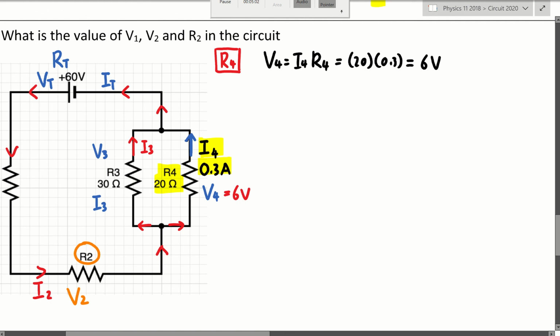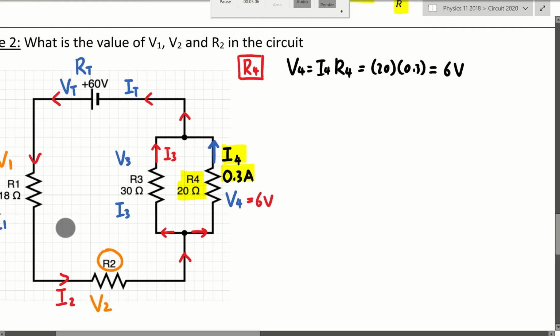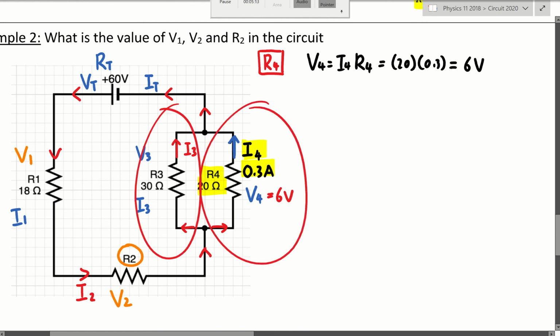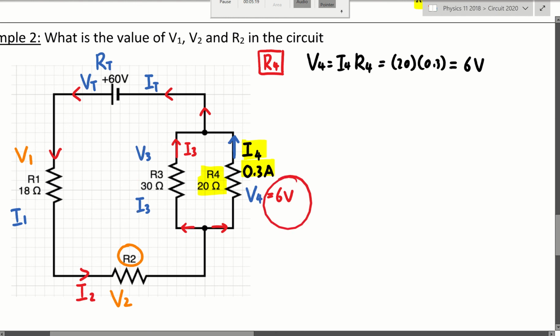Okay, so V4 is 6 volt. So at that location, I have everything. Wait a second. We have a rule. Remember, parallel branch. This and that is parallel branch. Parallel branch have to have what the same? They have to have their voltage drop the same. This is 6 volt. This is also 6 volt then. It has to be the same.